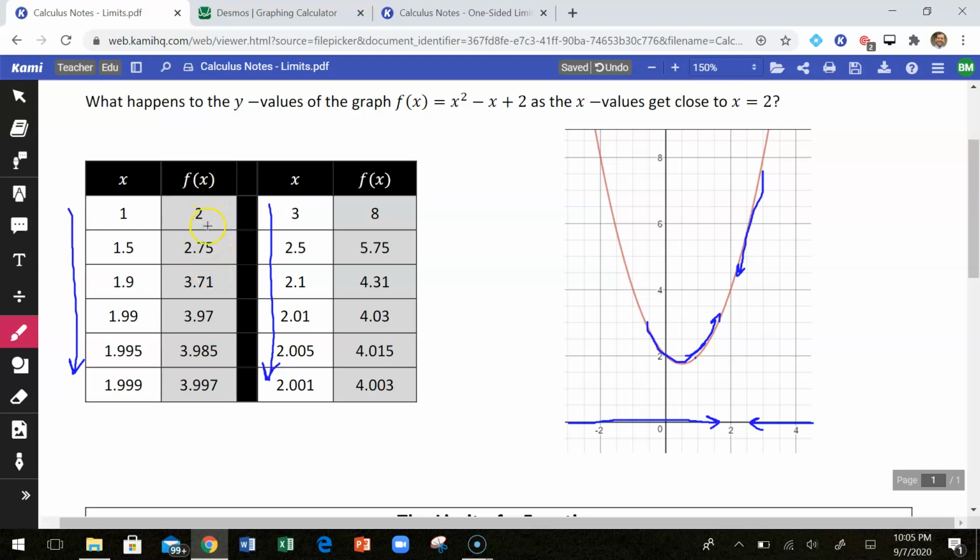Okay, so from a table, you can see that hopefully, as your x's are getting closer and closer to 2, the y values are getting closer and closer and closer to 4. If you look at your graph, that should also make sense. As we move our x's closer to 2 and follow our graph to an x coordinate of 2, the y values are approaching a value of 4.